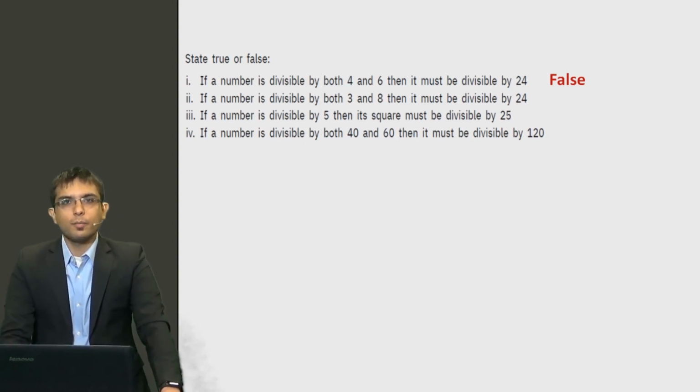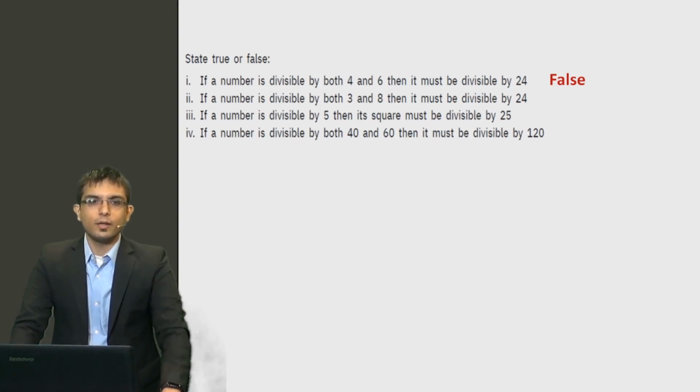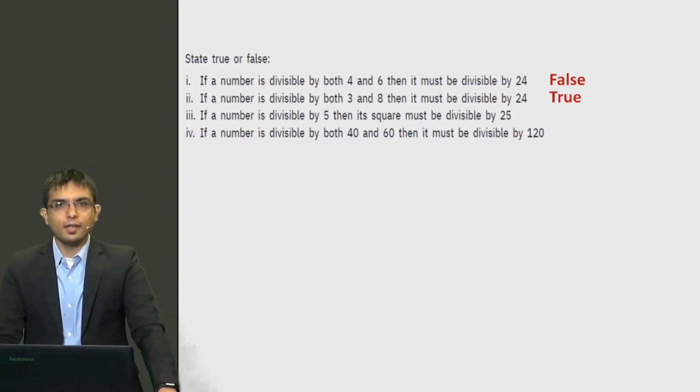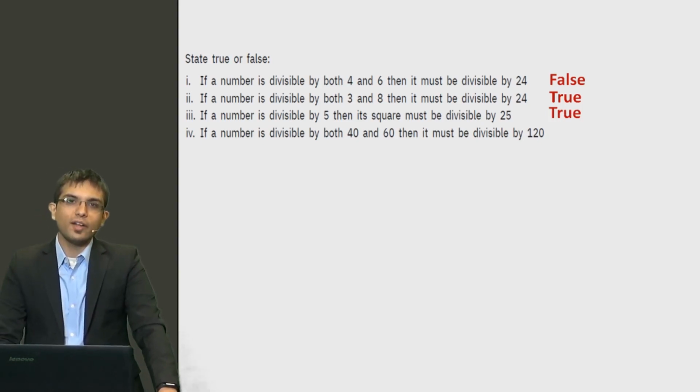The second question is if a number is divisible by both 3 and 8, it must be divisible by 24. This is absolutely true. हमें पता है 3 and 8 they are co-prime numbers and 3 8s are 24. If a number is divisible by 5, its square must be divisible by 25. This statement is true. See, you can assume that number to be 5x. अगर एक number 5x है तो उसका square हो जाता है 25x square and 25x square has to be divisible by 25. And finally, if a number is divisible by 40 and 60, it must be divisible by 120. That statement is also true because when you take LCM of 40 and 60, it turns out to be 120.